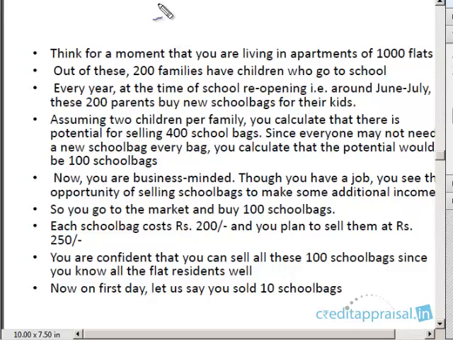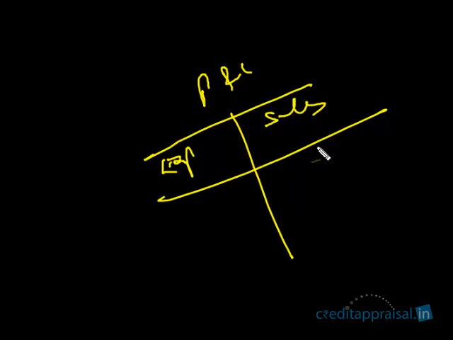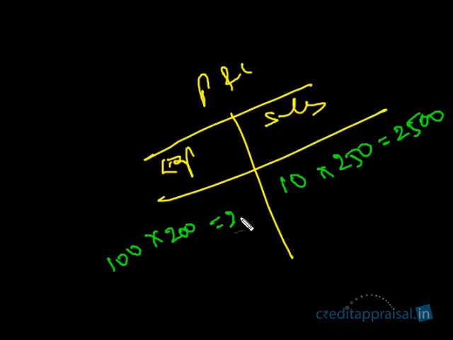Is the scenario clear? The scenario is you have bought 100 school bags at a rate of 200 per bag. So you have incurred an expense of 20,000. You're planning to sell all these 100 school bags at the rate of 250. So you're going to generate an income of 25,000. So your profit will be 5,000. This is your plan. So what happened on the first day was you could sell only 10 school bags, right? You bought 100 school bags, but you could sell only 10. So when you draw the P&L account, sales and expenses, right? You sold only 10 school bags at the rate of 250 and made an income of 2,500. But if you take the expense, you have actually purchased 100 school bags at the rate of 200.